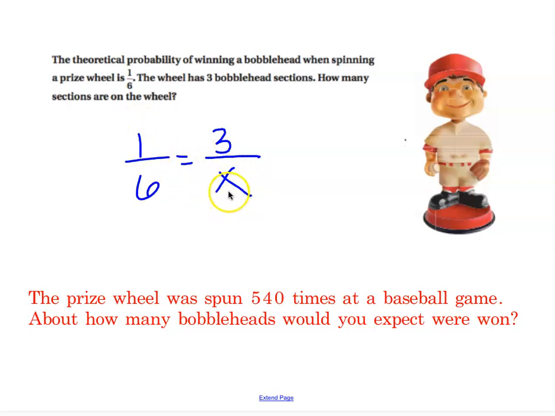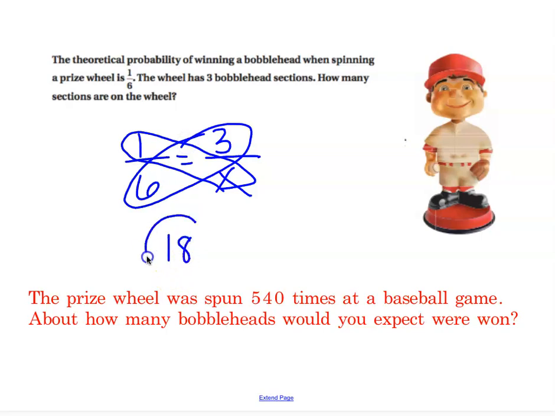So the easiest way is to set a proportion, and we cross multiply and divide. So there are 18 sections on this wheel. 3 of them have bobbleheads.